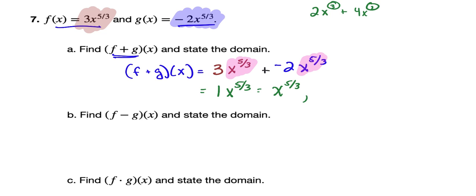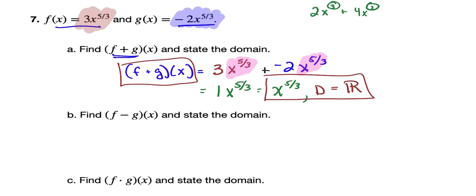Now, they want us to check the domain for this. For the domain, you have to watch out for square roots, because you can't do negative numbers. And you have to watch out for divisions by 0. Well, I don't have any square roots in this because these are all cube roots. I don't even have a division in here. There are no denominators at all. And therefore, there's no restriction on my domain, so I just say domain is all real numbers. So my final f plus g of x would be x to the 5 thirds with a domain of all real numbers.